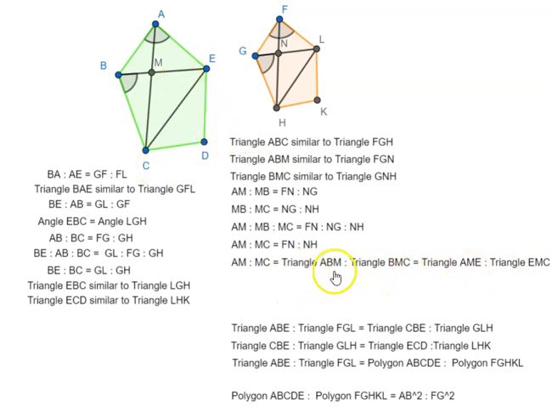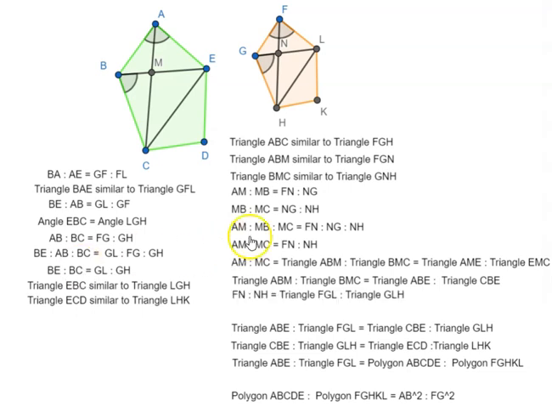Here, this ratio, we can say it is equal to the ratio of the sums. So ABM plus AME is nothing but ABE. And similarly, BMC plus EMC is nothing but CBE. So we can say triangle ABM is to triangle BMC is equal to triangle ABE is to triangle CBE. So AM is to MC we have seen.